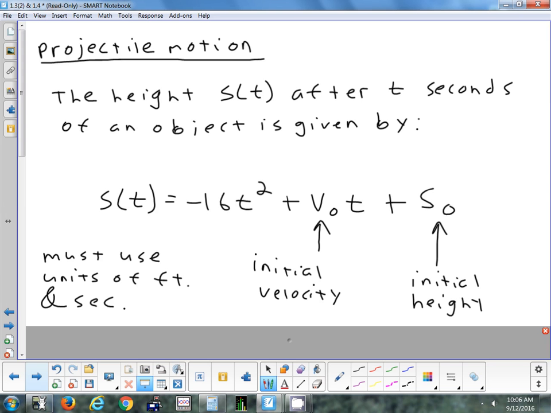Okay, you can make a reference sheet for this week's test. So if I ask you a question about projectile motion, this formula probably will not be on the test. Okay, so you want to make sure you know it.